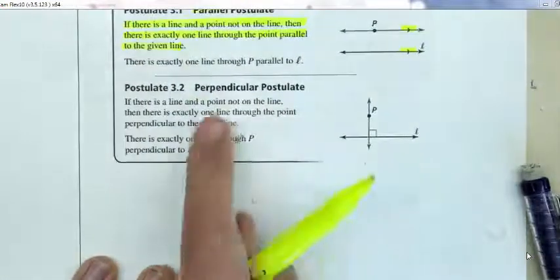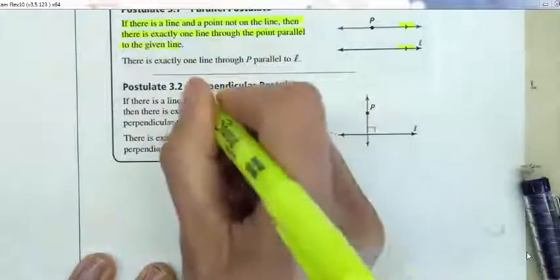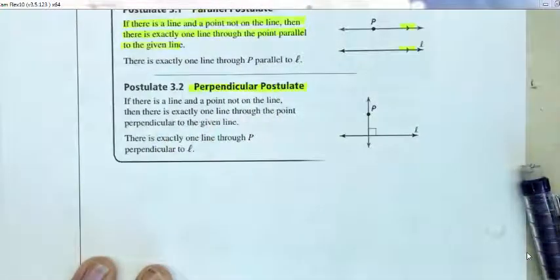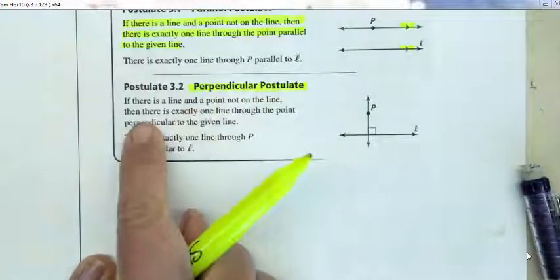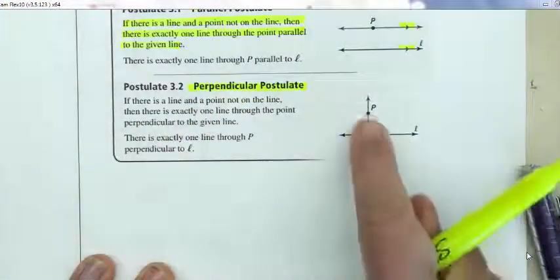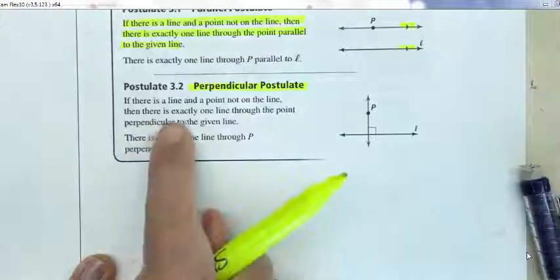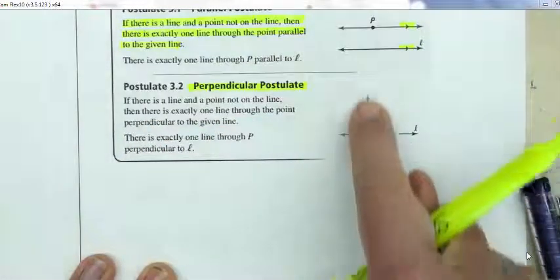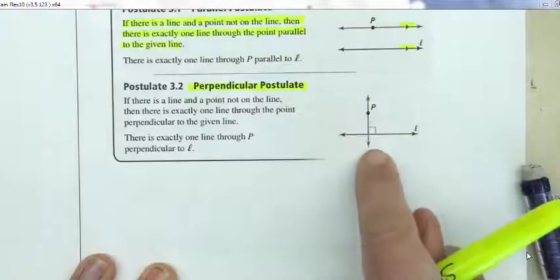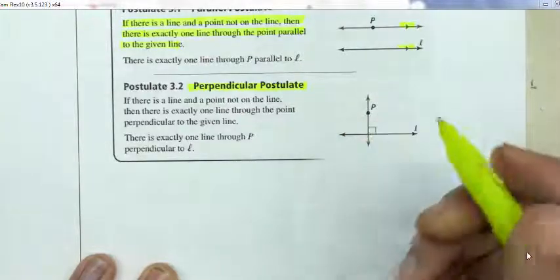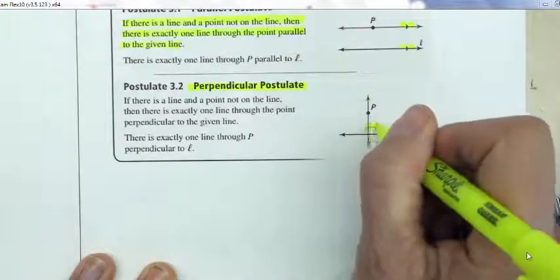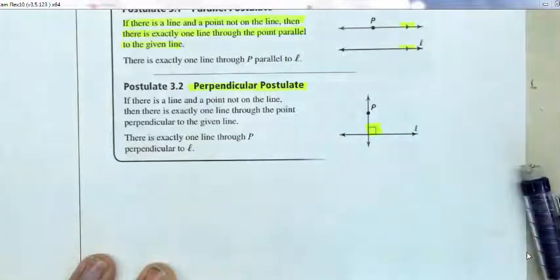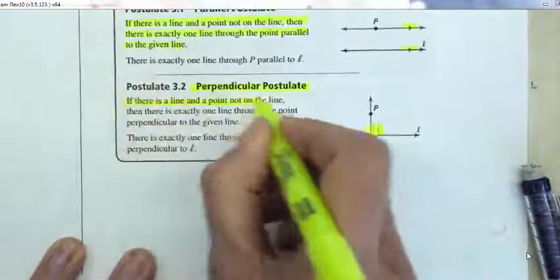Okay, next, perpendicular postulate. Very similar. So if there's a line and a point not on the line L, point P, then there is exactly one line through the point perpendicular to the given line. You can only make one line through this point P that's going to be perpendicular to line L. Okay, and we know that it's perpendicular because of this little right angle. So that's all that that's saying.